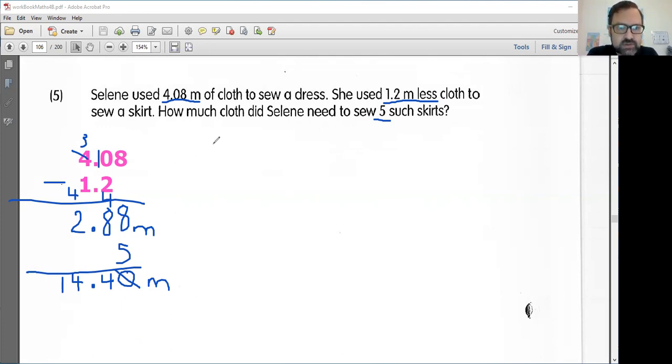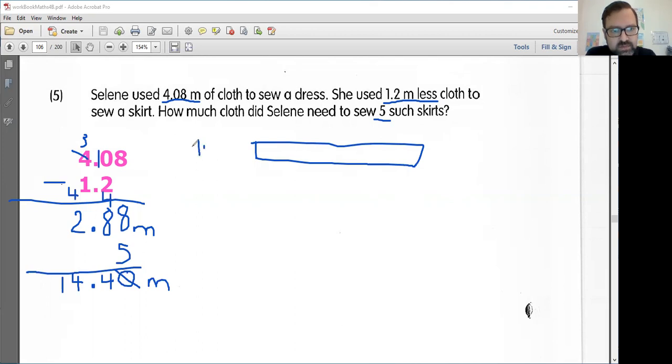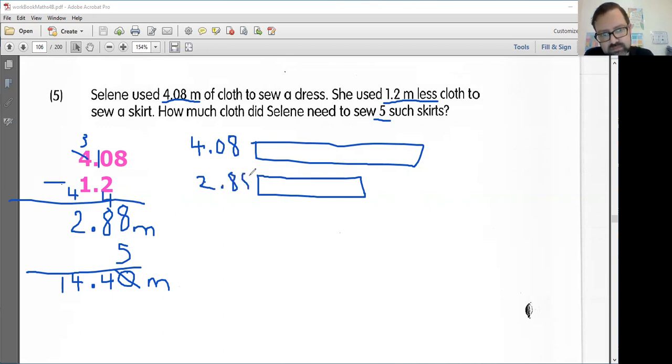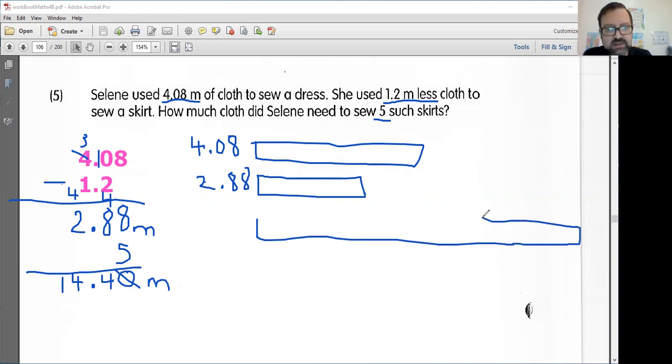Also, if you're running into trouble, draw a picture, okay? Here's a dress. We can say this is 4.08. And we know that a skirt is 2.88, or we can just say 4.08 minus 1.2 is 2.88. All right, and we want to know skirts times 5. Sorry, these are not the best pictures. I know it gets a little messy here. We should have 5 such skirts. So we want to know the total of 5 such skirts. Let's check our math here. Sorry, I don't have room for everything.